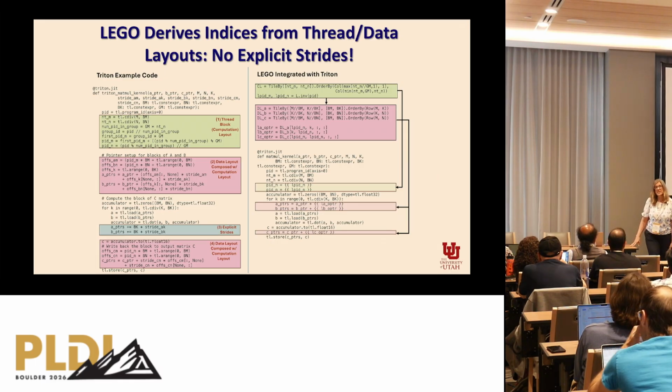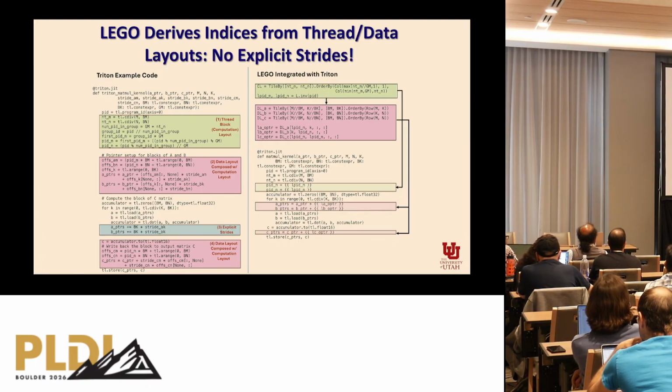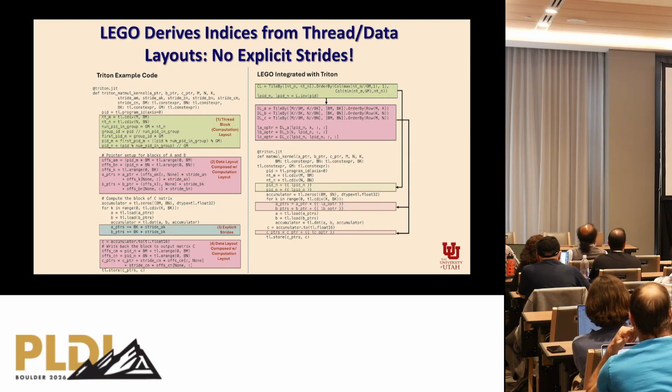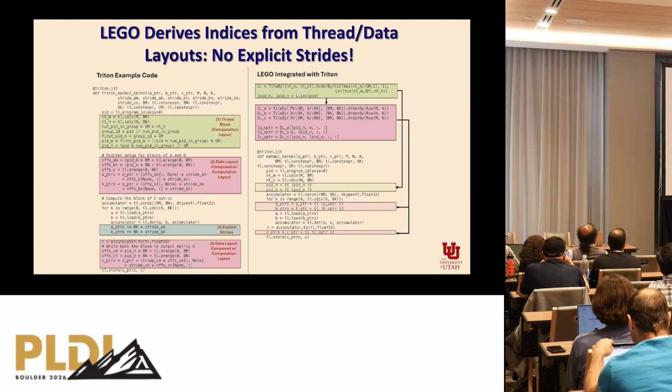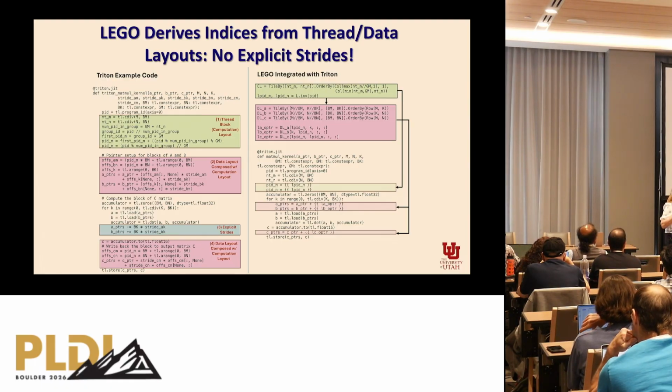Okay, so we're back to this Triton example from the beginning. This is the same code, now with a little bit more annotation, the green and pink. And then there's also this blue box here. And that's where we have to update the stride across the block. And so this is where the code has explicit strides. So on the right-hand side, we've implemented in Lego the same thing. We have an integration with Triton. So it's going to produce identical code, but it's going to get there in a different way.